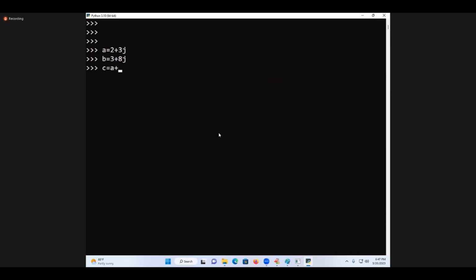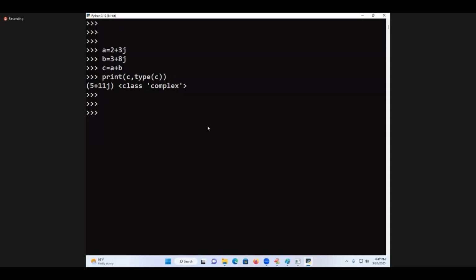C is equal to what? A plus B. Students, print of C comma type of C. What is the answer? 5 plus 11j. What is the type? Complex. Okay.